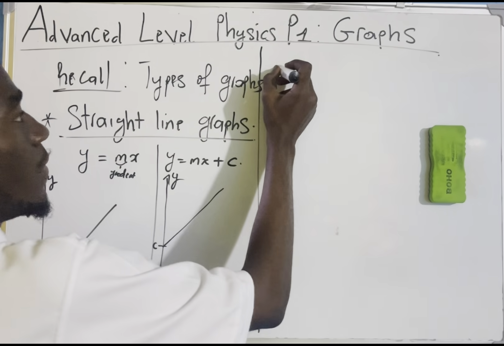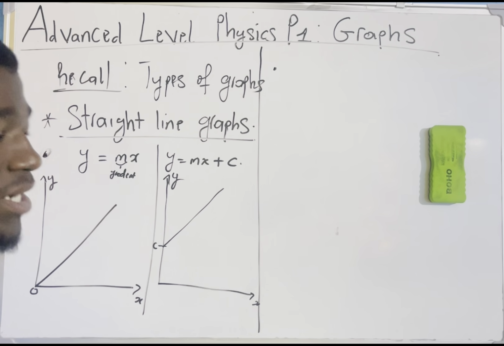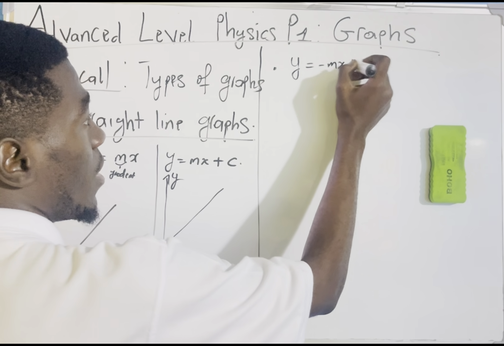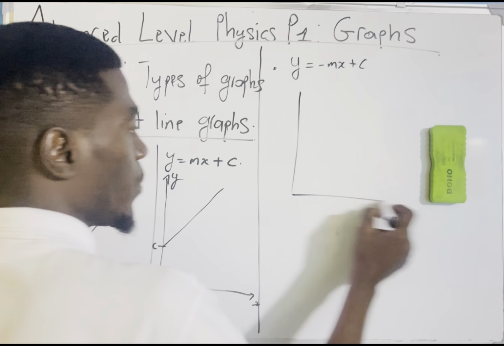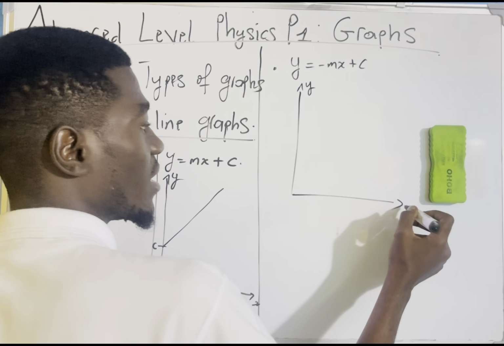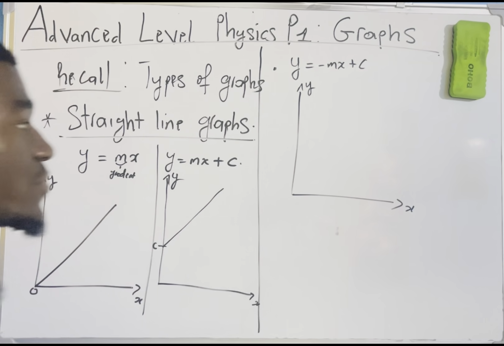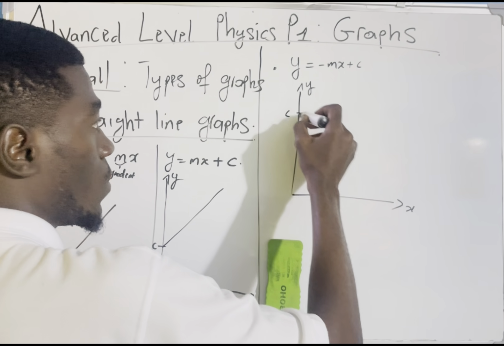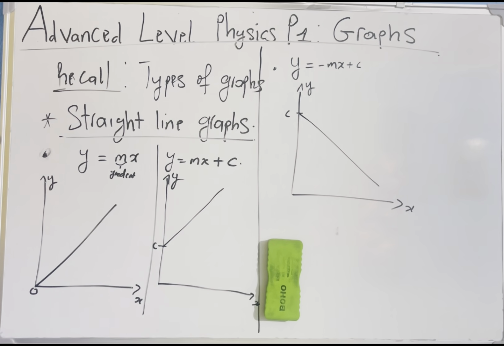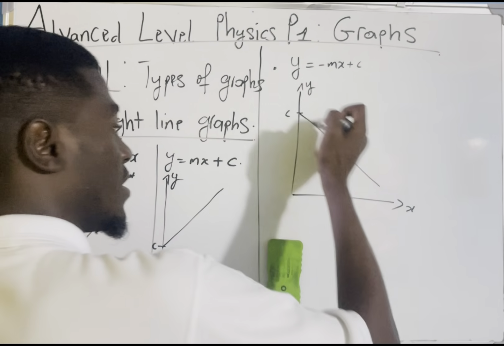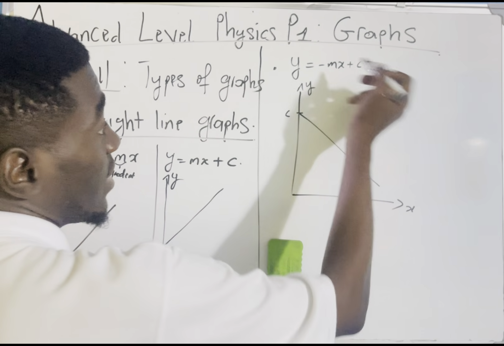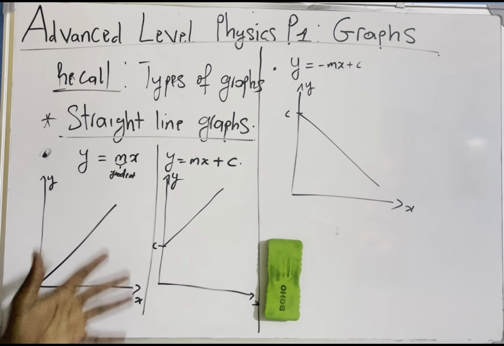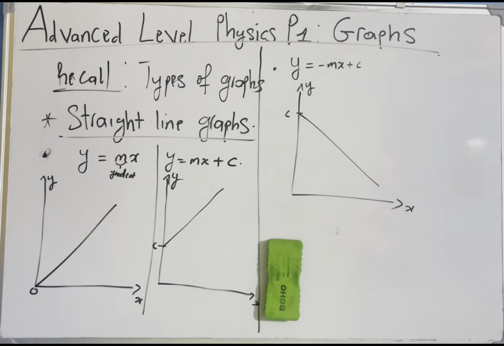Now, let us go to an equation with a negative gradient. If I'm having an equation y equals negative mx plus c, you see that here we are having a negative gradient. And for us to have a negative gradient, we should have a decreasing straight line graph. If this is our c, we'll have something like this. As easy as that. With this type of decreasing graph, we are sure that the gradient will be negative, indicated by the form of the equation. So these are the different types of straight line graph that you can have.